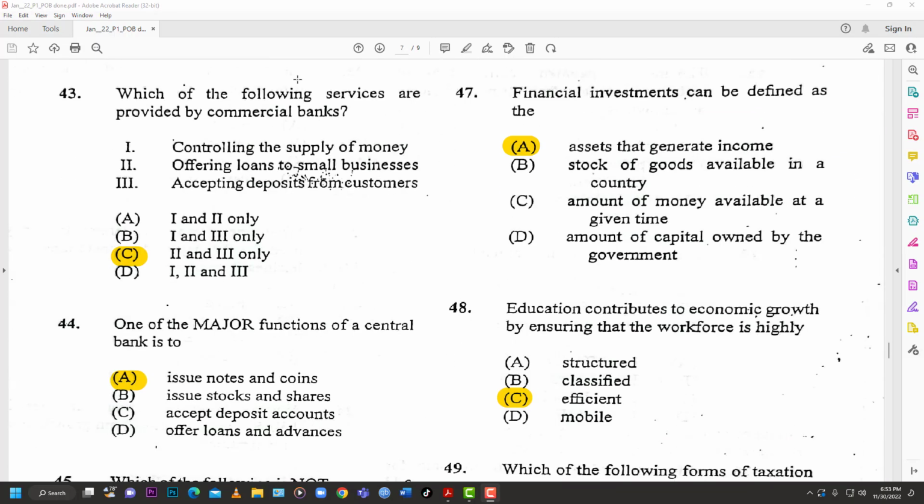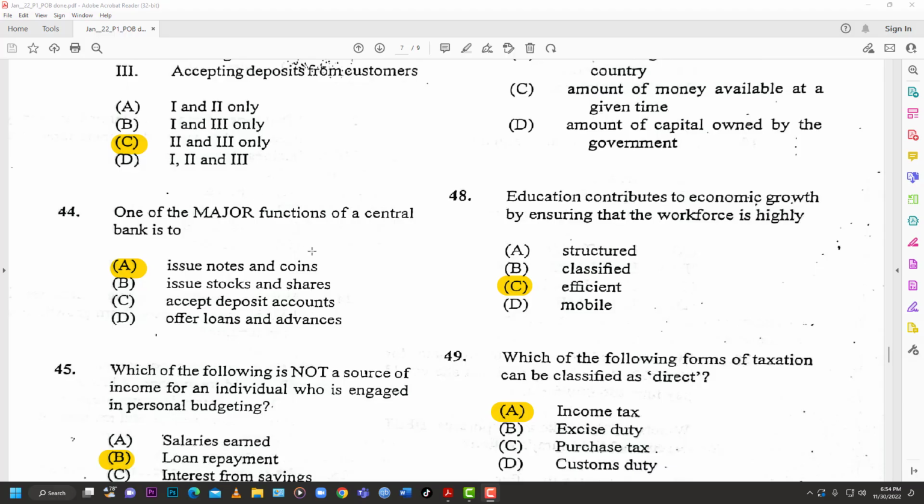43. Which of the following services are provided by commercial banks? So we're talking about like Republic Bank, Scotia Bank, those kind of banks. We have some options here. 1, controlling the supply of money. 2, offering loans to small businesses. 3, accepting deposits from customers. And so the best answer is, of course, 2 and 3, because the commercial bank doesn't control the supply of money. That's the job of the central bank. They carry out monetary policy.